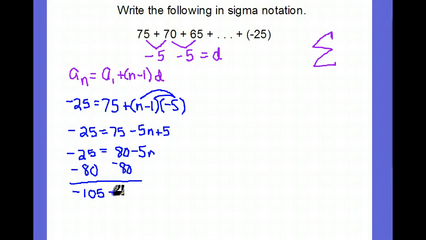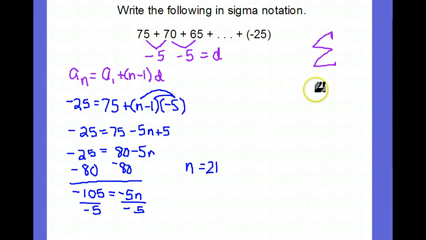-105 is equal to -5n. Sorry, -5n. Let's fix that. Is equal to -5n. And then we divide both sides by -5. In doing so, that gives us our number of terms, where n is equal to 21. So we know we have 21 terms.